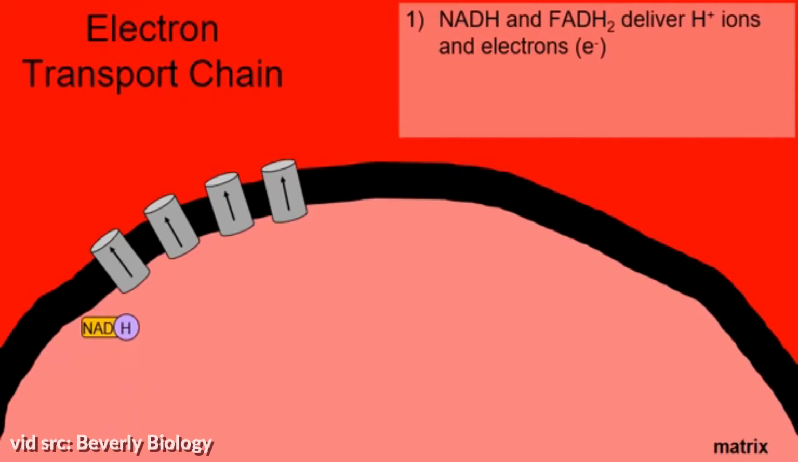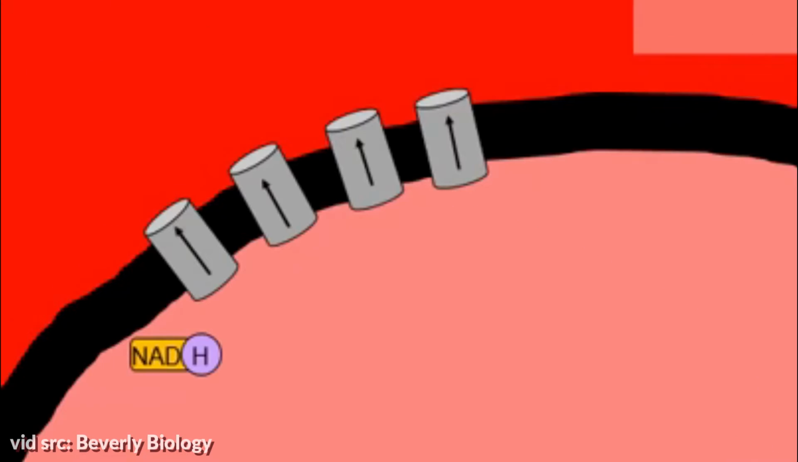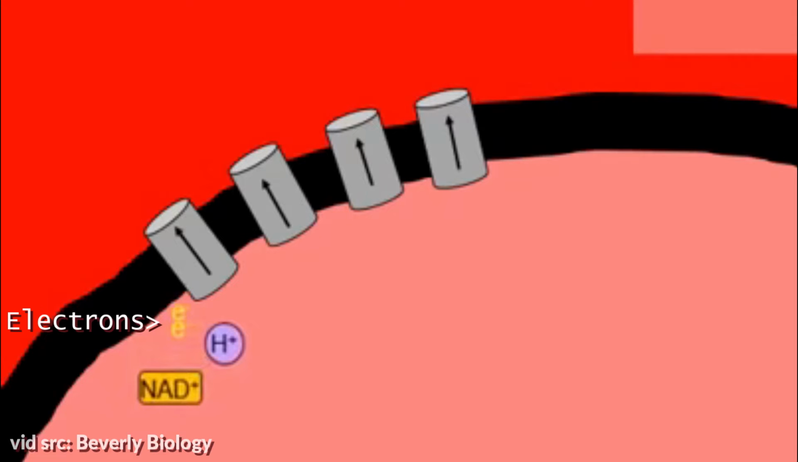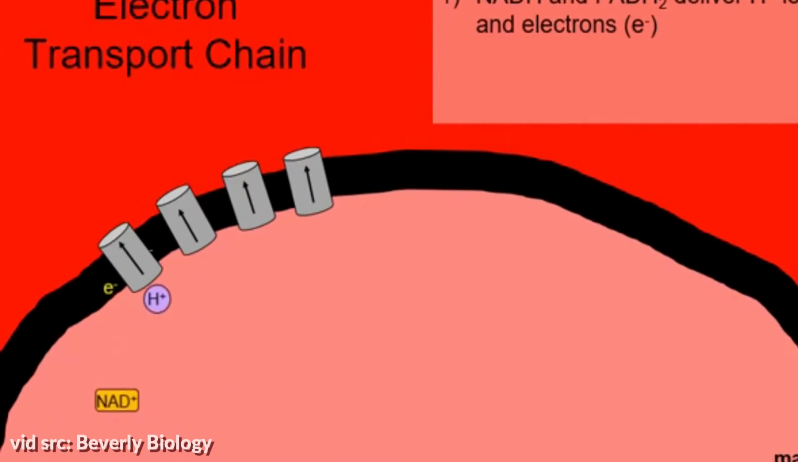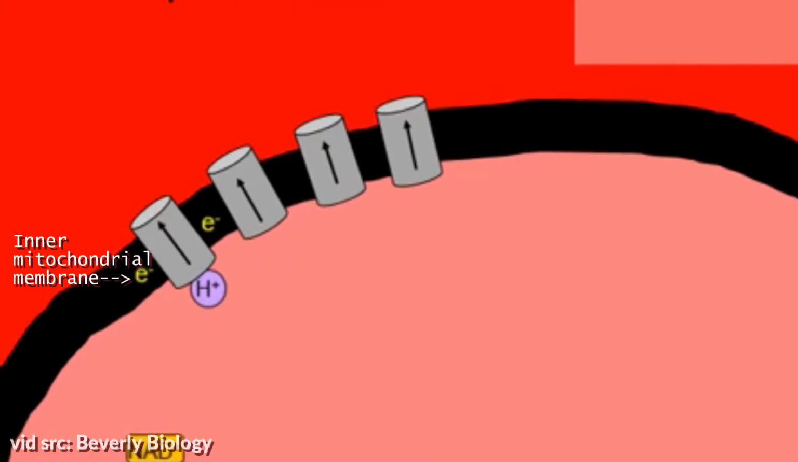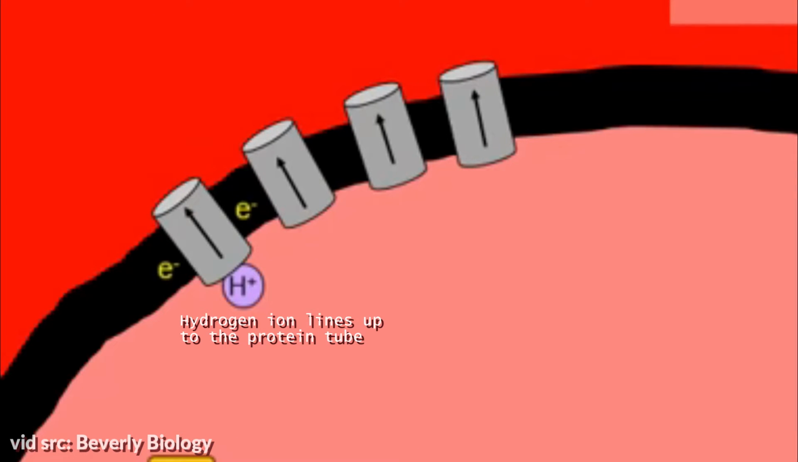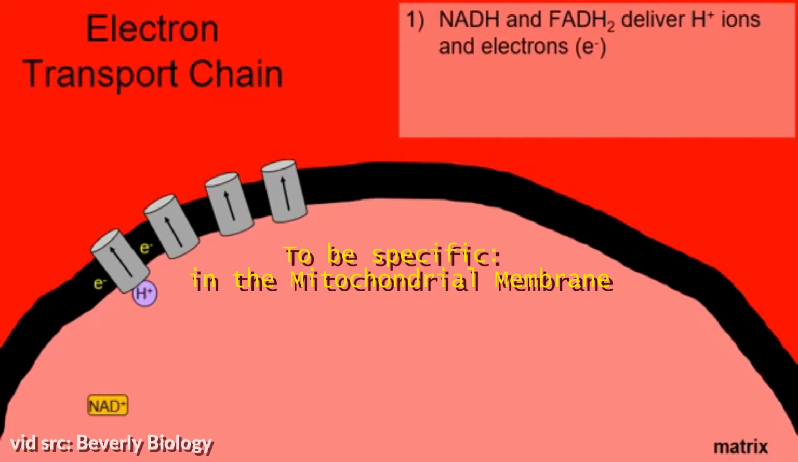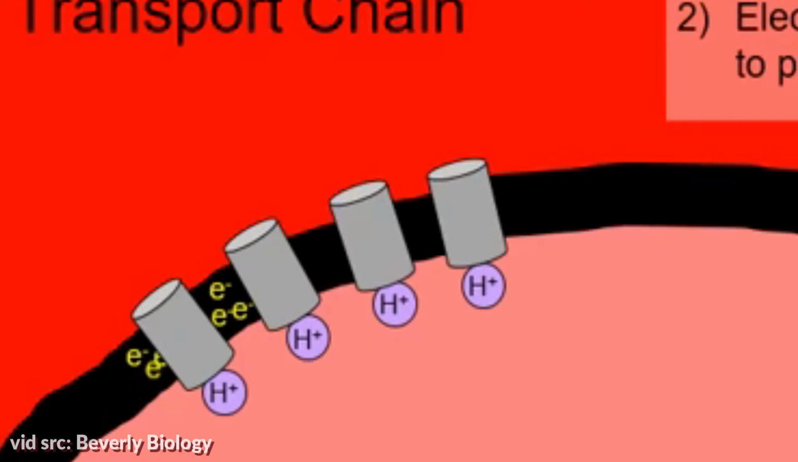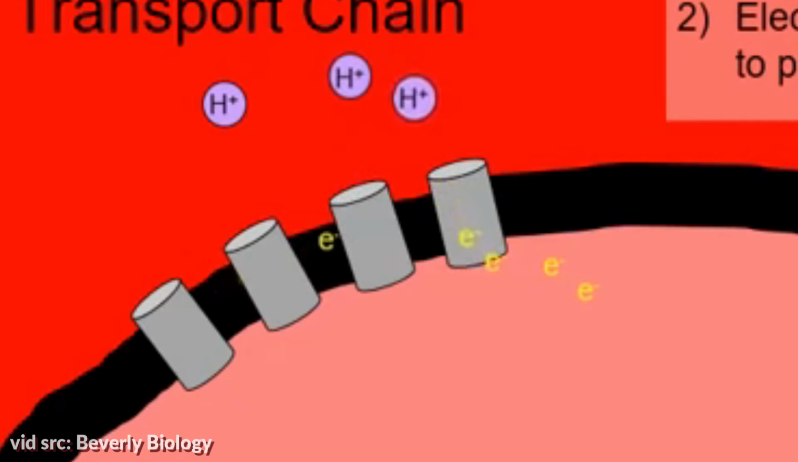Well, NADH and FADH needs to be broken down by an enzyme to extract the electrons and hydrogen ion. Once they are extracted, the electrons go straight to the inner mitochondrial membrane and the hydrogen ions lines up to the protein tube. By the way, this is all happening in the mitochondria.